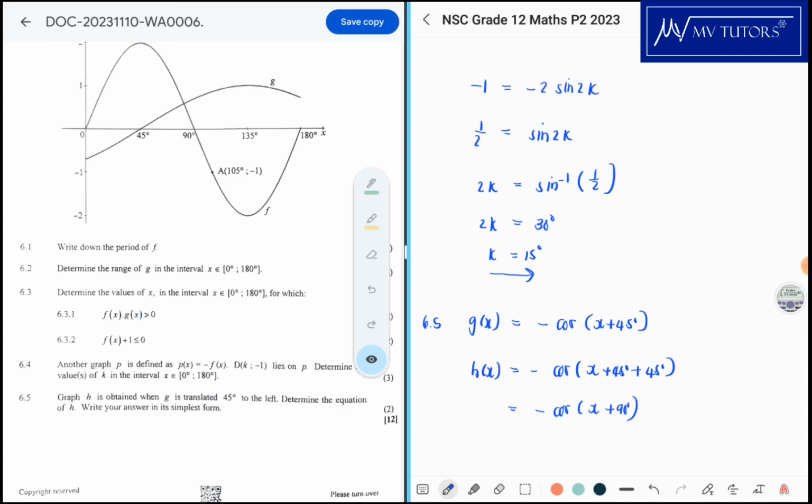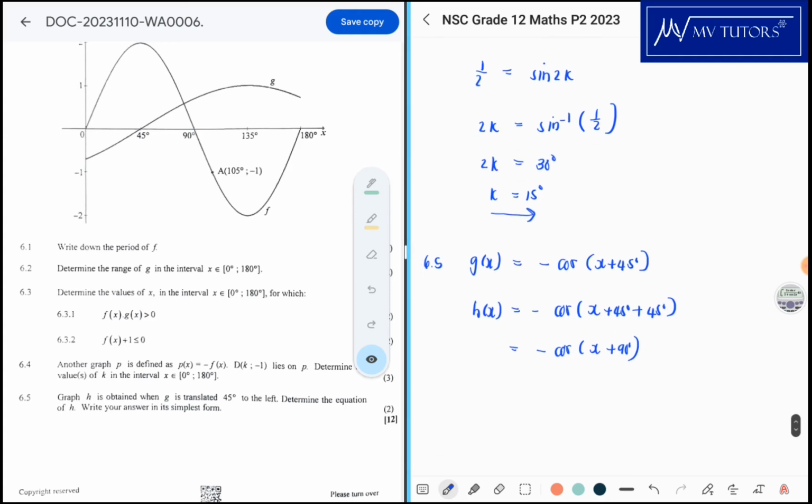Now I'm not done reading this question. I should learn to finish reading before I start talking. So it says write your answer in its simplest form. As soon as you see cos and inside the bracket there's a 90, then you know something is going to happen. So let's just put it like this, 90 plus x. So this cos and this 90 is going to give us sine x.